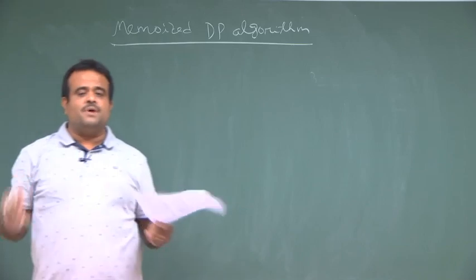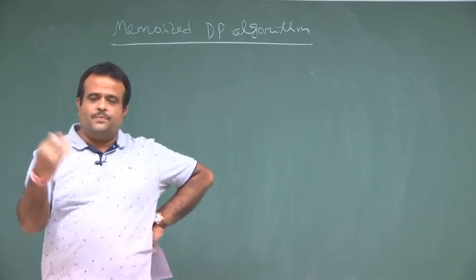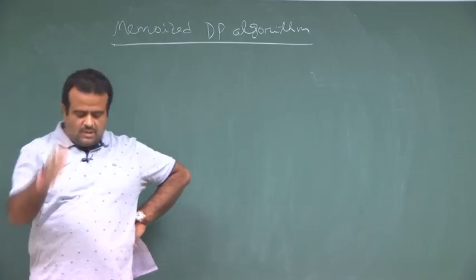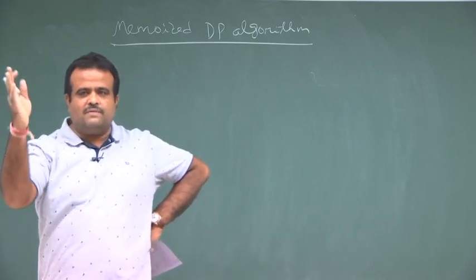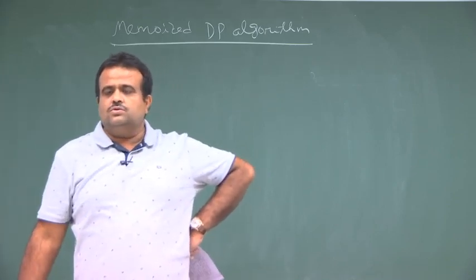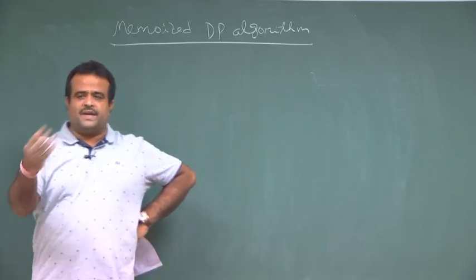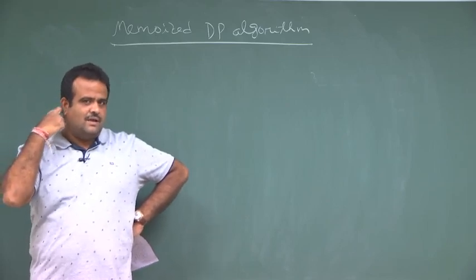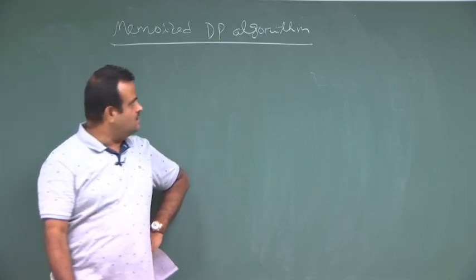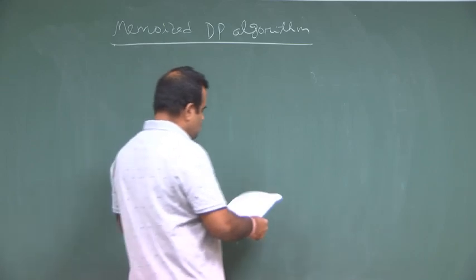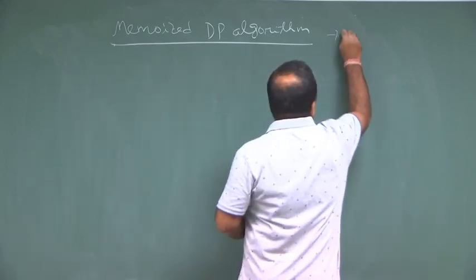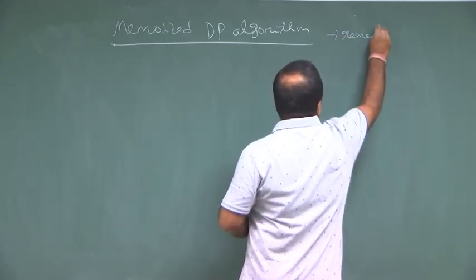Memoize means we remember. Once we compute a value, we remember it. We will use a dictionary and put the value over there, so that we do not need to compute it again. That is the memoization, remembering the value.